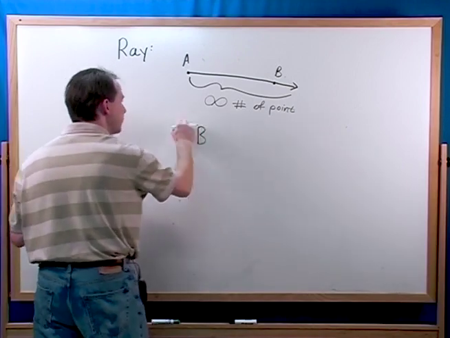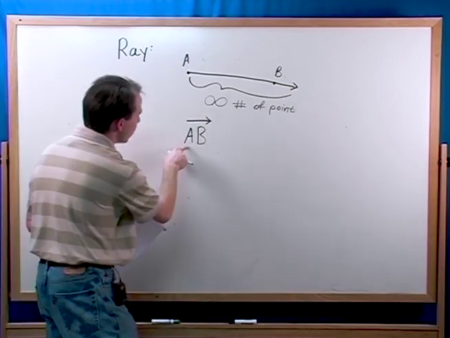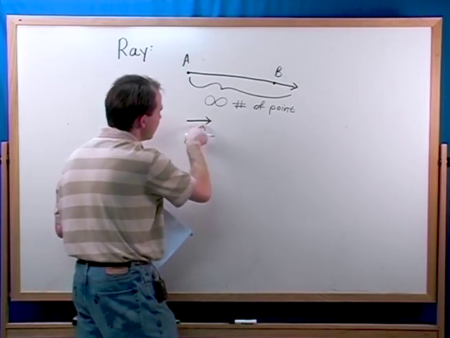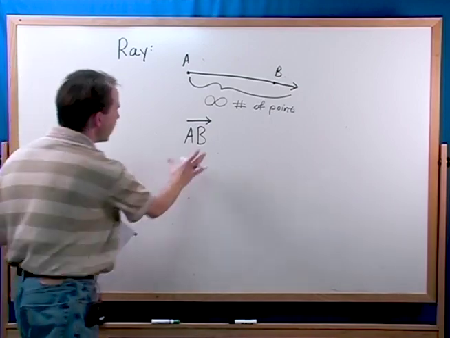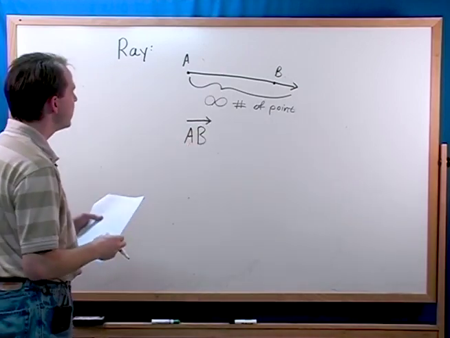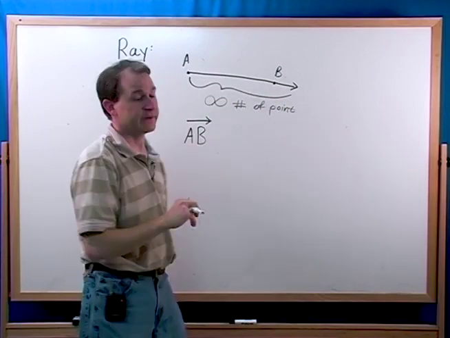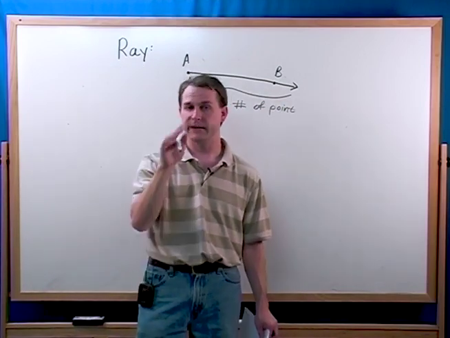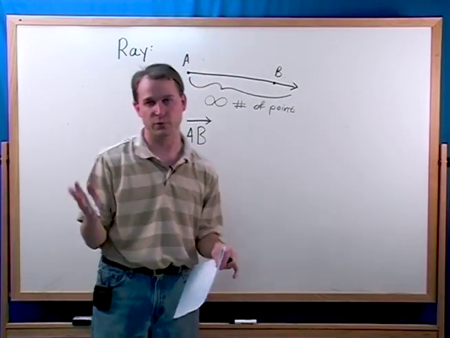But instead of putting a double arrow, you just put a single arrow. And this means that the ray starts at A, and it continues on through B, and it goes on forever and ever. So you write it exactly the way it looks, okay? Now, you have an infinite number of points here along the ray, just like you had for the line. That means it consists of an infinite number of points, but it only takes 2 points to define a ray.